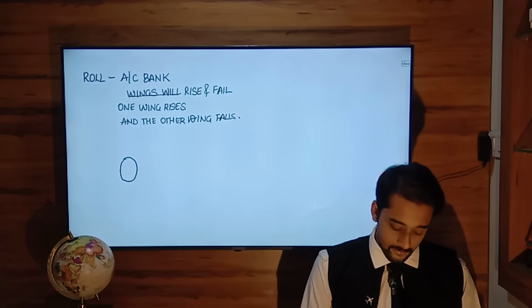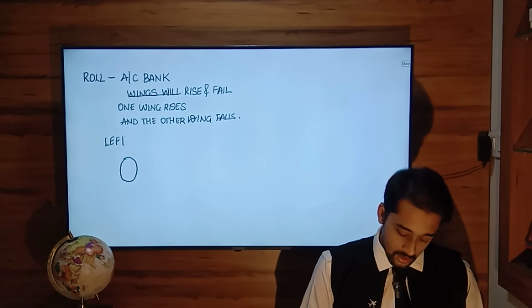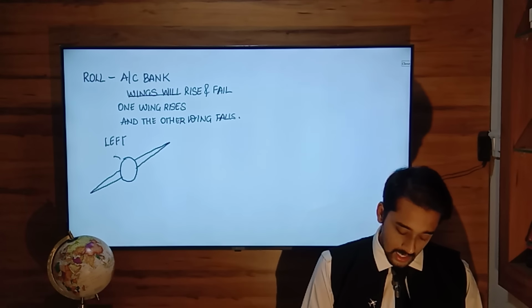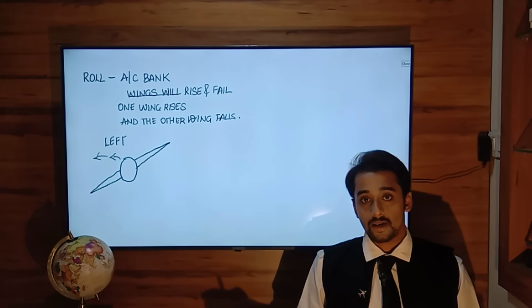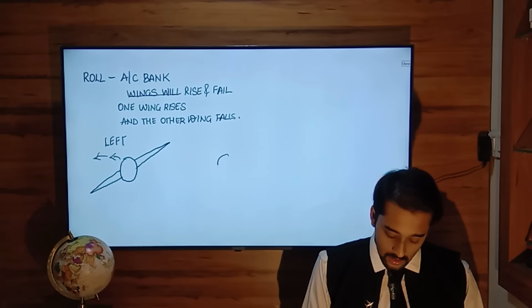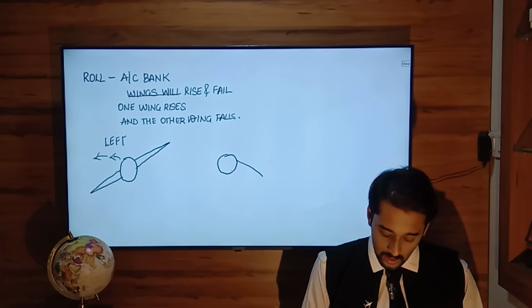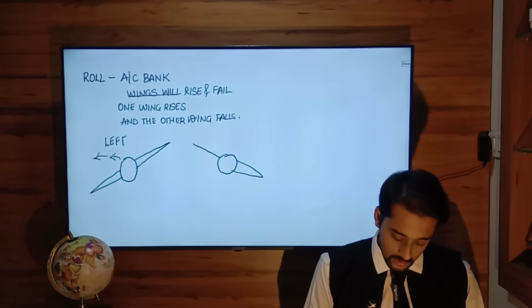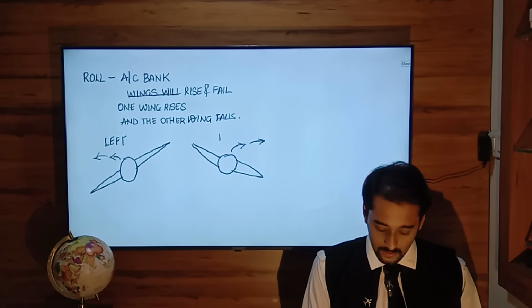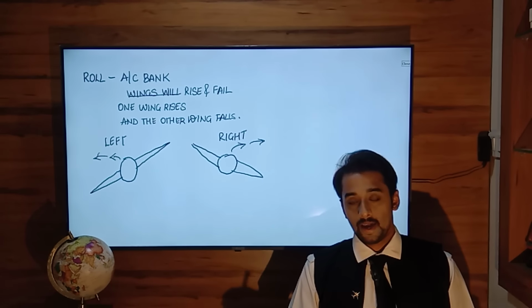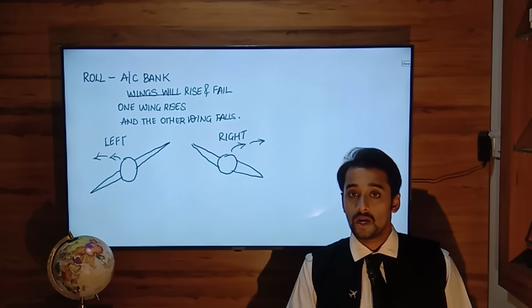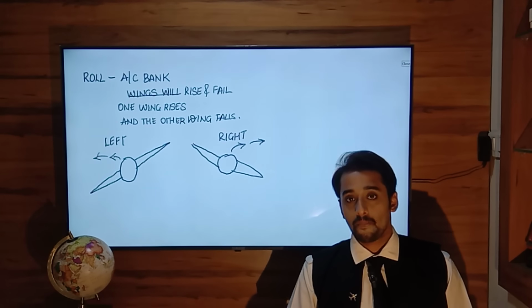Okay, so if you want to make a left turn, your left wing will go down and the right wing will go up, and that's how you will turn towards the left. If you want to make a right turn, that is a right roll, so your right wing will go down and your left wing will go up. So this is how you will make a right turn. This is the rolling maneuver of your aircraft, in which one wing is lifted up and the other is pulled down, and this is called rolling or banking.